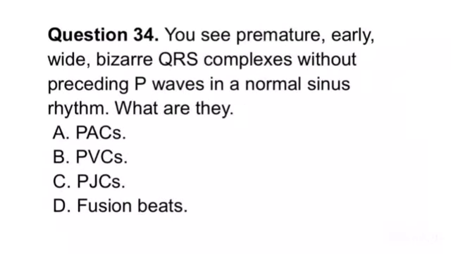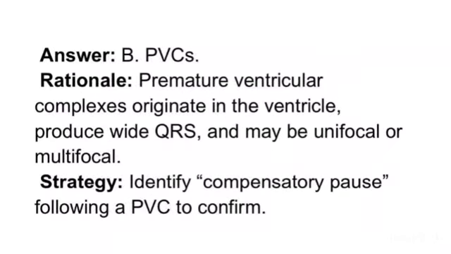Question 34. You see premature, early, wide, bizarre QRS complexes without preceding P waves in a normal sinus rhythm. What are they? A. PACs. B. PVCs. C. PJCs. D. Fusion beats. Answer: B. PVCs. Rationale: premature ventricular complexes originate in the ventricle, produce wide QRS, and may be unifocal or multifocal. Strategy: identify compensatory pause following a PVC to confirm.